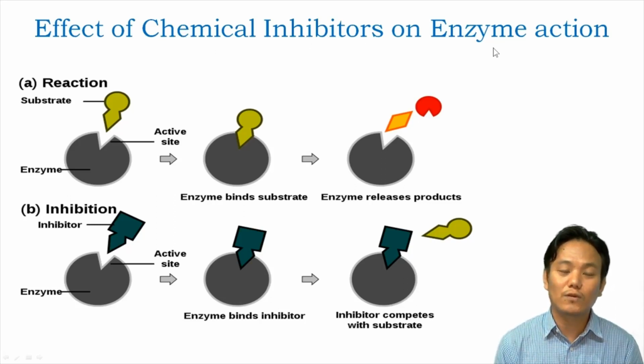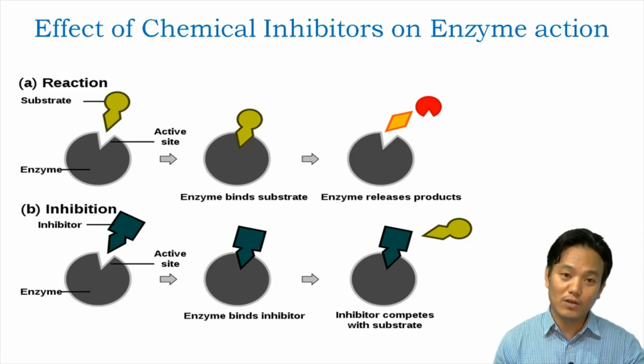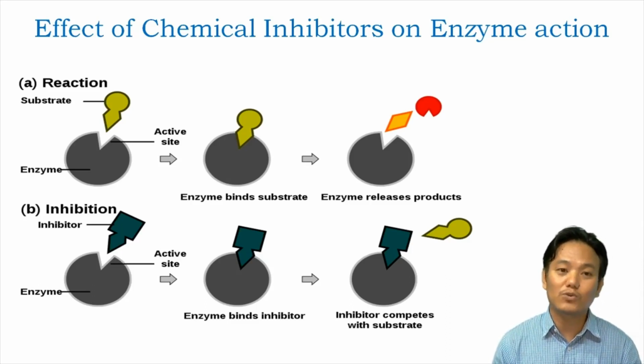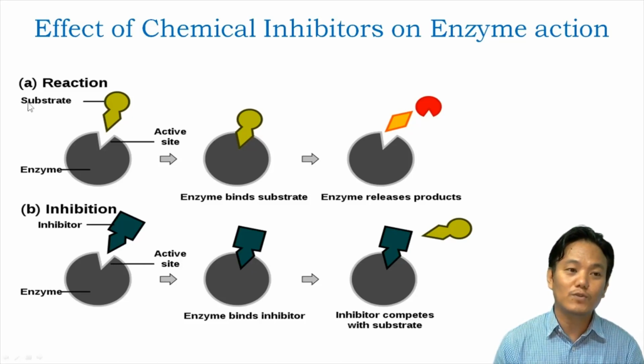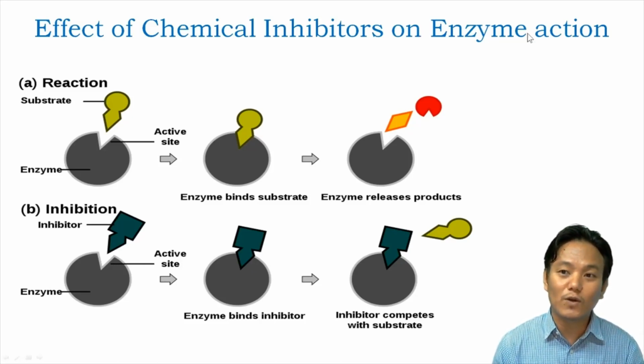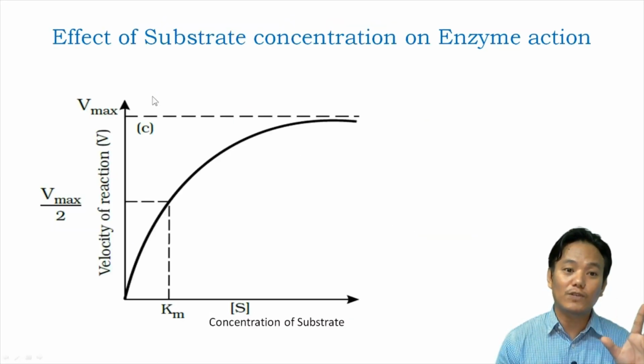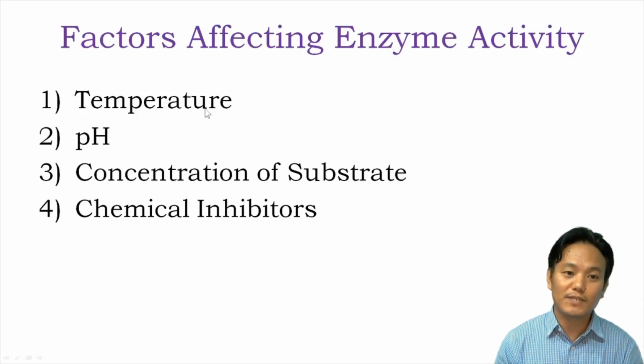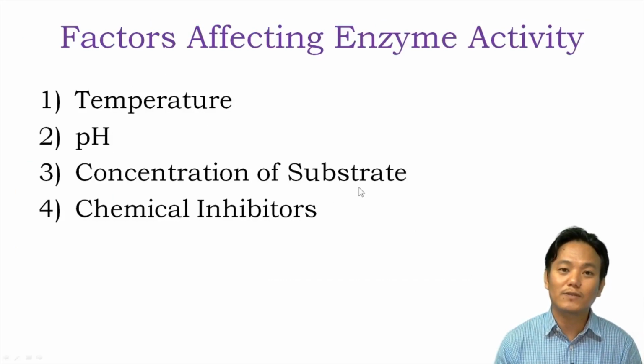Most of the poisons, the toxic chemicals, go and bind to certain enzymes, thereby inhibiting those enzymes and reducing the rate of reaction. So the effects of chemical inhibitors on enzyme action. There are four different factors: temperature, pH, concentration of substrate, and chemical inhibitors.